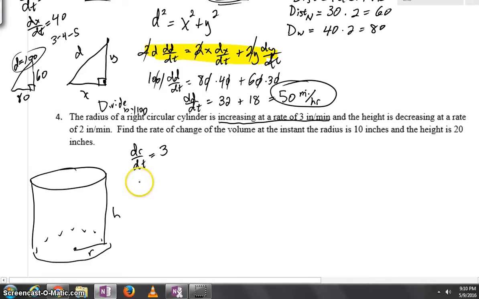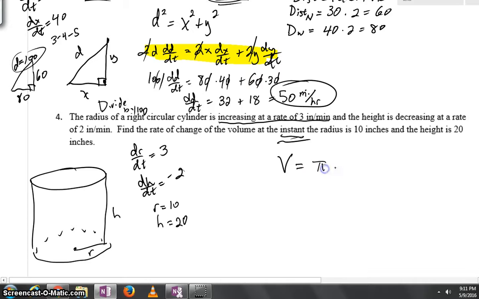The height, however, is decreasing. dh/dt, then, must be a negative rate of change. It's negative 2 inches per minute. In other words, every minute, the height will lose 2 inches. Find the rate of change of the volume at the instant the radius is 10 inches and the height is 20 inches. Again, here's that big word, the instant when this is going to happen. Obviously, our radius isn't always 10. Just for the briefest moment, it will be. The height isn't always 20. For a brief instant, it will be.